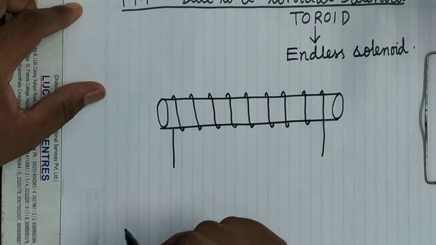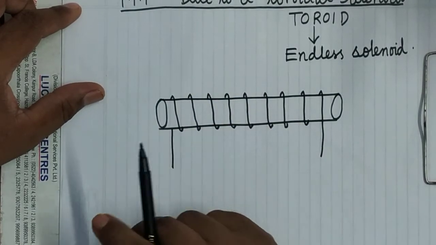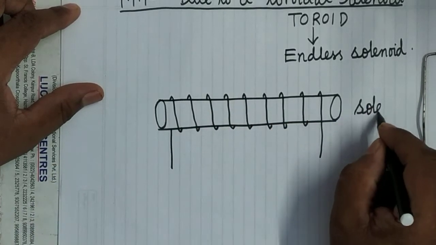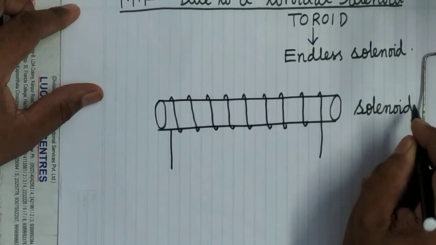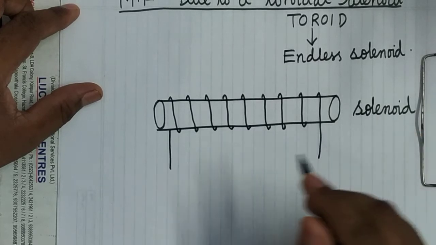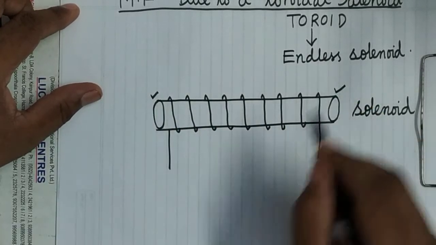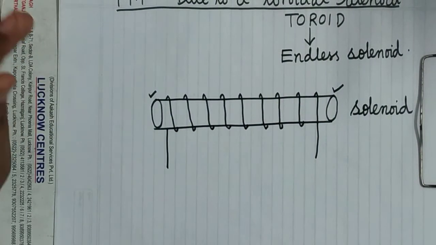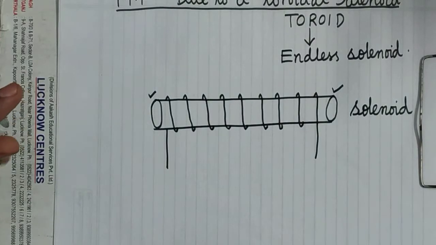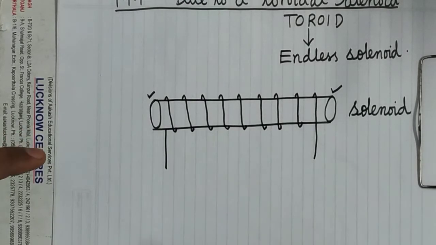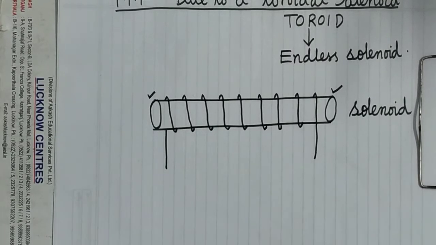Here each turn of the coil will behave like a magnetic dipole, and this solenoid will also behave like a magnetic dipole. One face will be the north pole and the other face the south pole. This is one end and this is the other end. Now suppose this winding has been done over a flexible tube, for example the flexible rubber tubing used in a water tap to fill water.